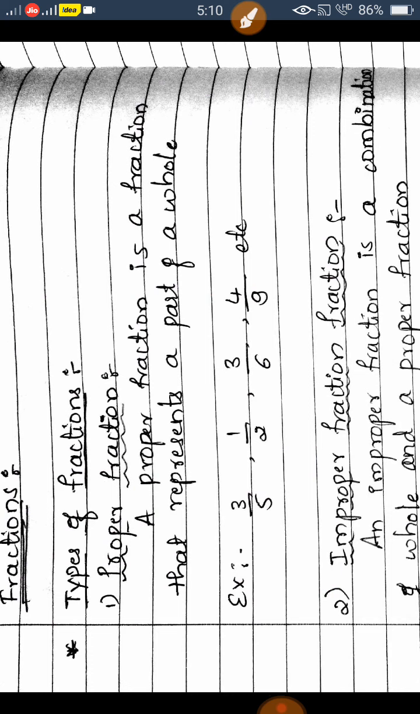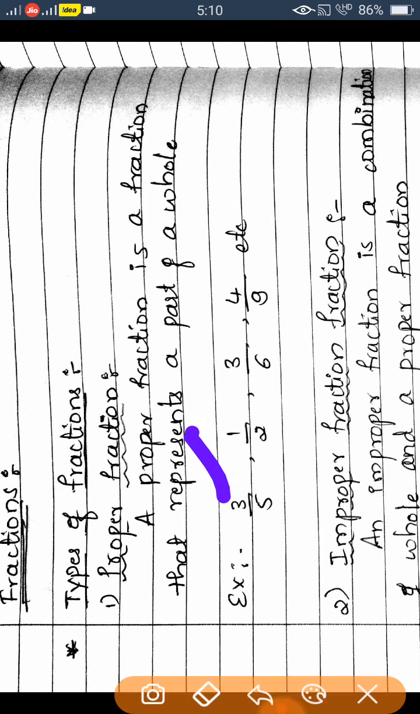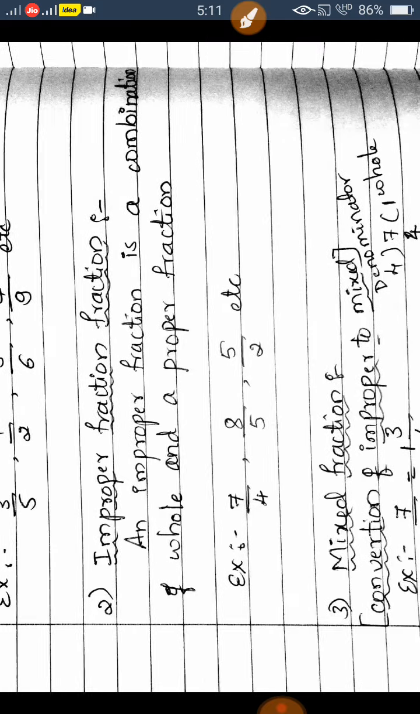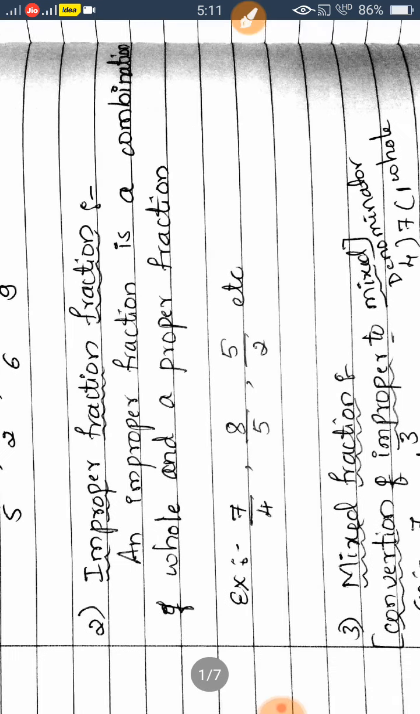Proper fraction means, just to understand, a fraction that represents a part of a whole. So the numerator is smaller than the denominator. Examples: 3 by 5, 1 by 2, 3 by 6, 4 by 9. These are the examples you can take as proper fractions. Then let's go for the improper fraction.